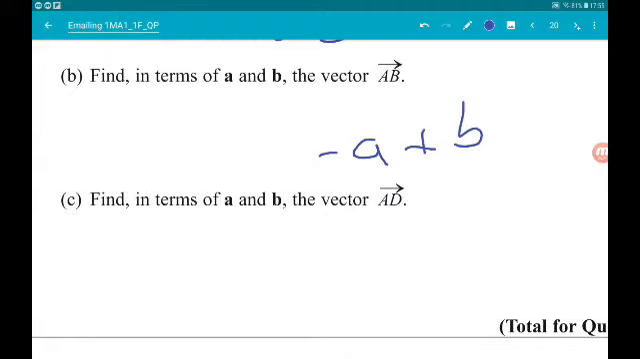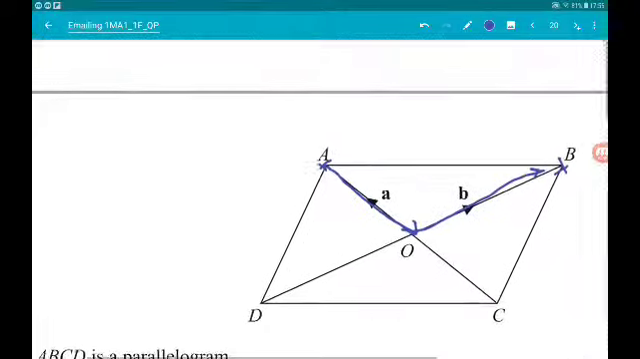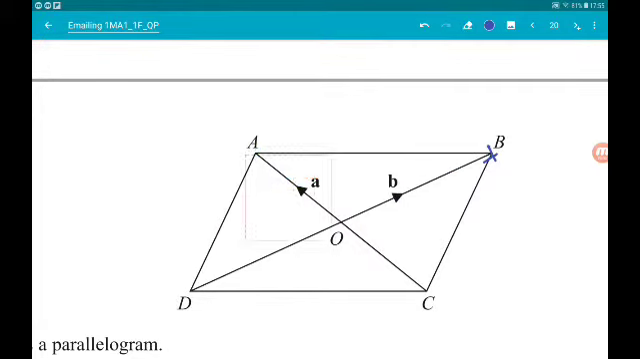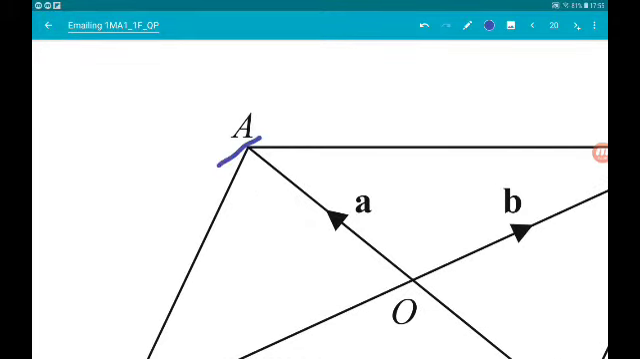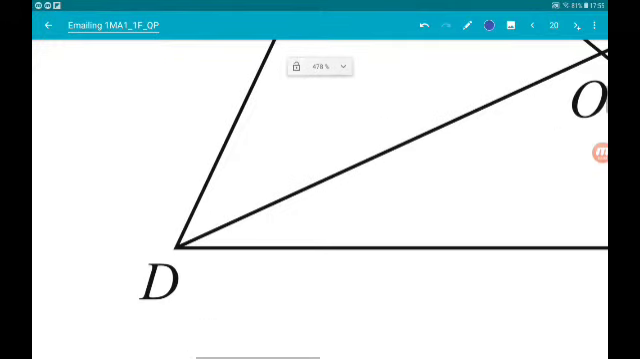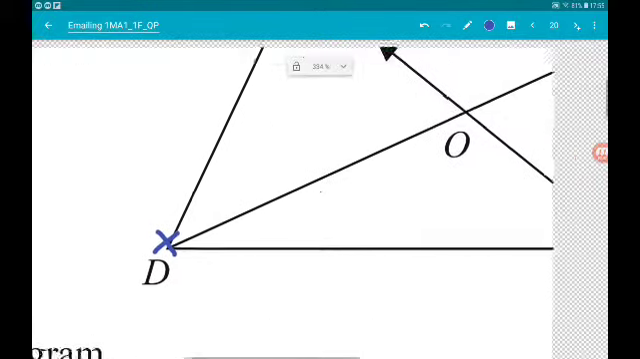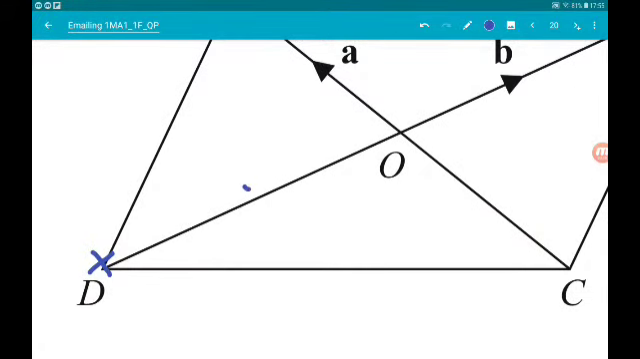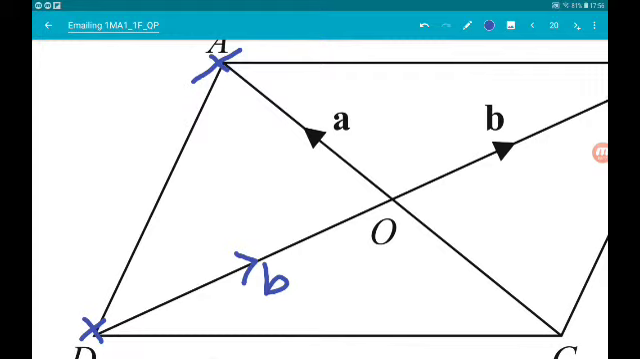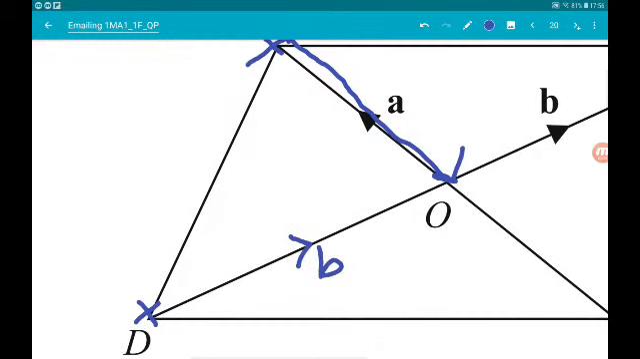Okay, then part C. Find in terms of A and B the vector A to D. Okay. So this time we want to get from A to D. Now remember, we know the vector D to O is little b. So we're going to have to go again backwards along A to get to O, and then we're going to go from O to D. So this is minus A minus B.